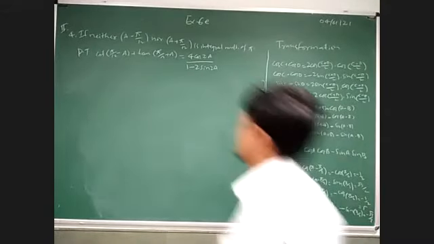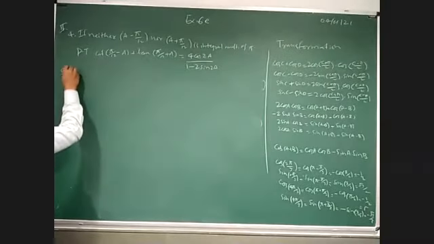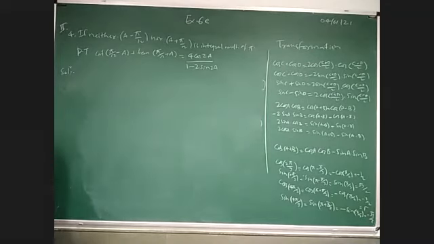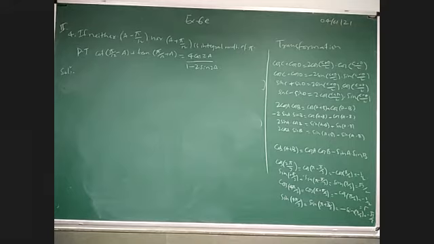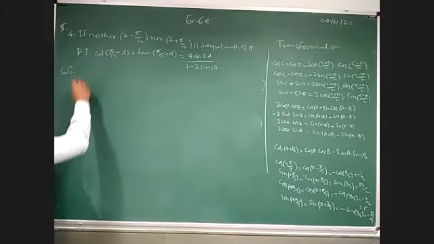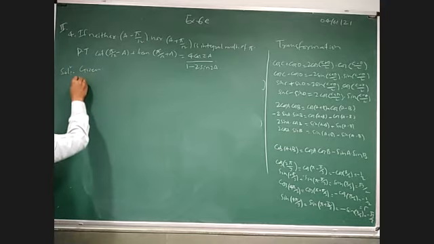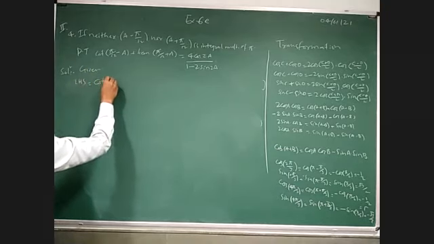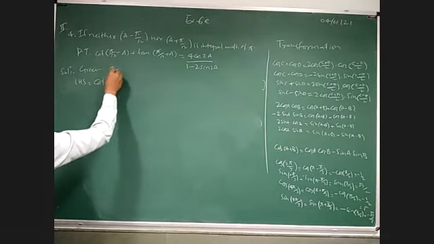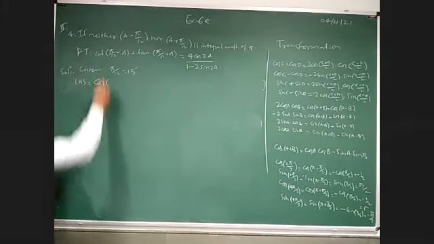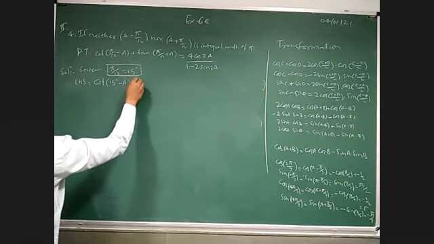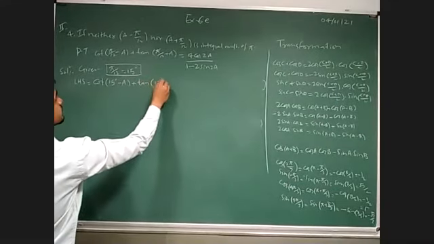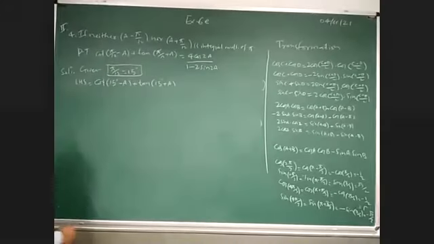Now see here, solution. Pi by 12 is nothing but 15 degrees, pi by 12 means 15 degrees. So the left hand side, cot(pi by 12 minus a) plus tan(pi by 12 plus a), I can write as cot(15 degrees minus a) plus tan(15 degrees plus a), and we have to prove the right hand side.